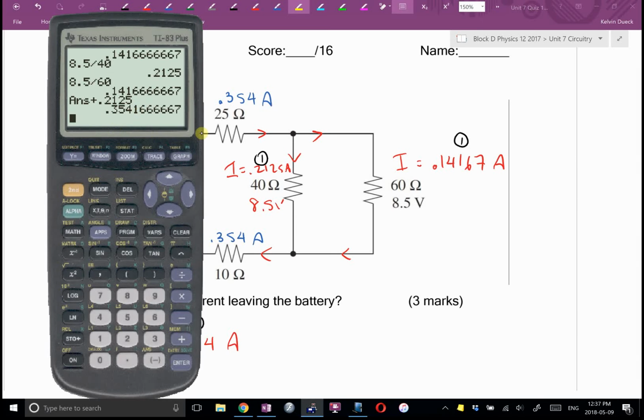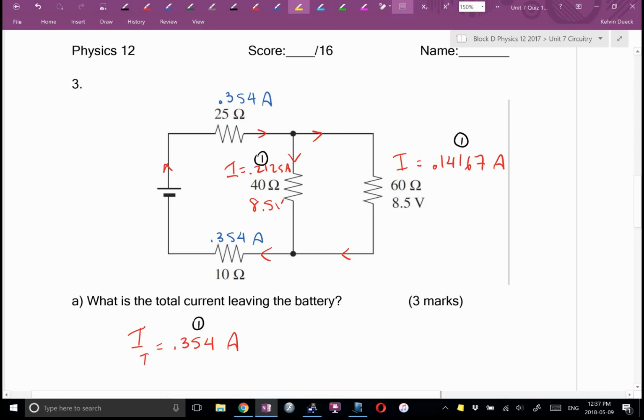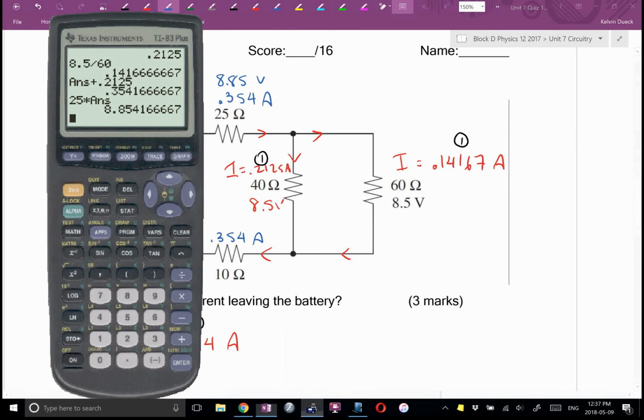Answer button. So what's the voltage in this upper resistor here? It's going to be 25 times answer button. Sorry, not 0.25, 25. Where'd the decimal come from, Mr. Dewick? 25 times answer button. I get 8.85. Oh. I want that number back again. How could I get that number back again?